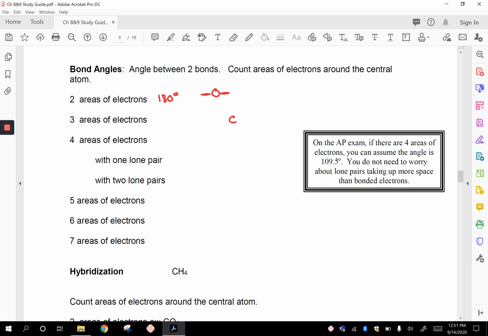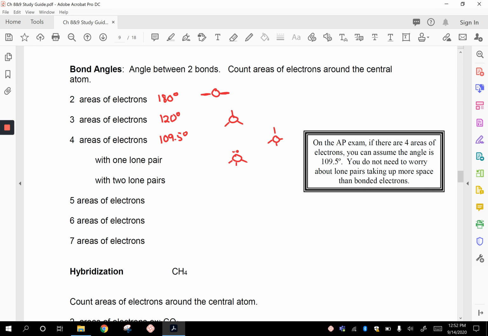Let's say you have 3 areas of electrons. You want to put them as far away from each other as possible. The farthest they could be is 120 degrees from each other. And so the angle that the bonds make would be 120. Let's say you have 4 areas of electrons. If you remember, it looks like a tetrahedron, with the angles being 109.5 degrees apart.